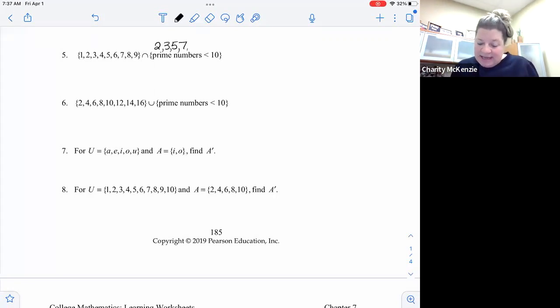So then we take those ones there and we say, okay, which ones intersect with these ones? Well, they have a 2, 3, 5, 7. So all of them. So I do my little symbol, 2, 3, 5, 7.